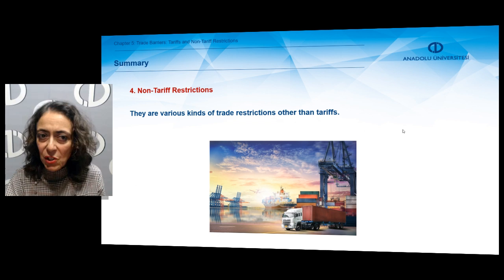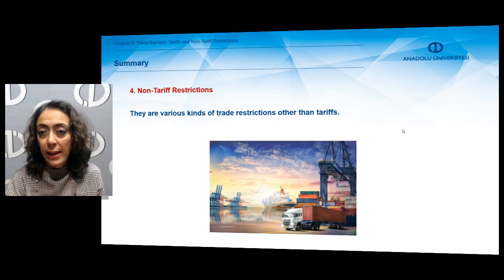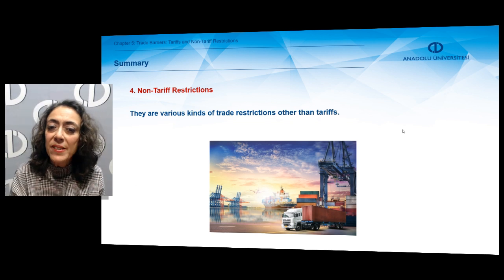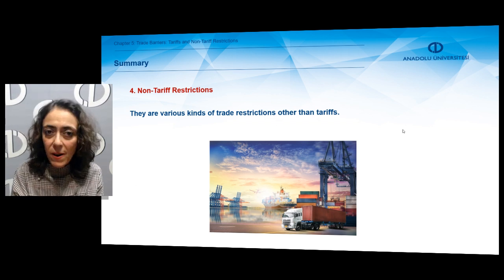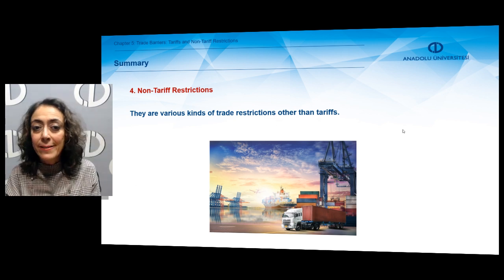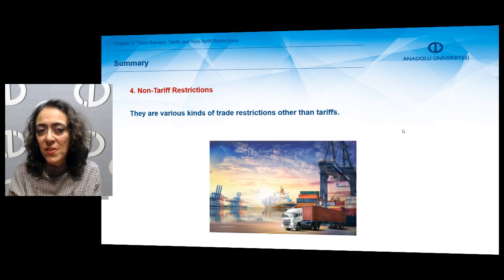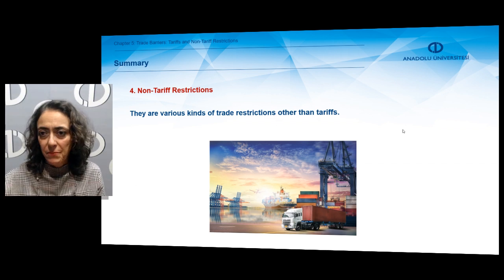Regarding the non-tariff restrictions, there are various kinds of trade restrictions other than tariffs, and in our world today, countries mostly use non-tariff restrictions instead of imposing tariffs. Why? Because imposing them is simpler and there are not so many regulations on their imposition. So that's why these types of restrictions are referred to as new protectionism today.